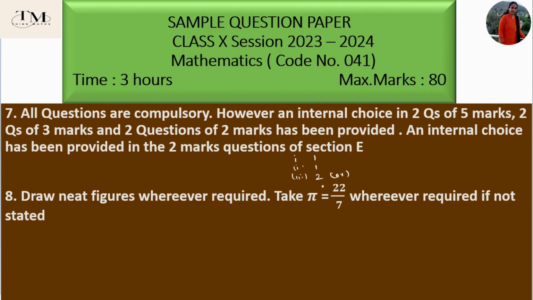Okay, children. Next one, last instruction: draw neat figures wherever required. If you need to draw a graph or triangle, you should draw it. Take pi equal to 22 by 7 wherever required, if not stated. In whichever question you have the value of pi, you can take it as 22 by 7. So these are the general instructions.